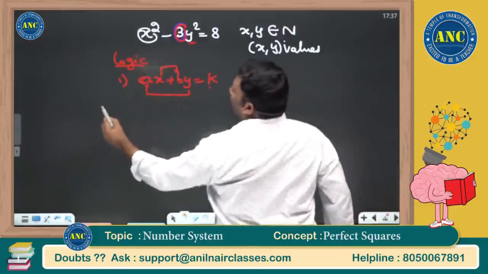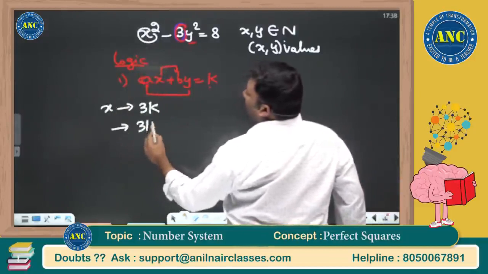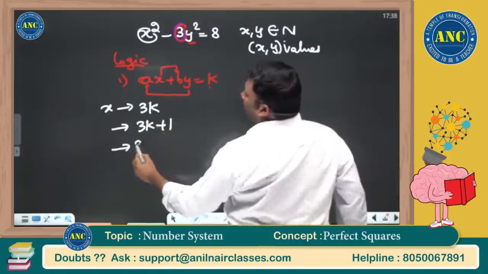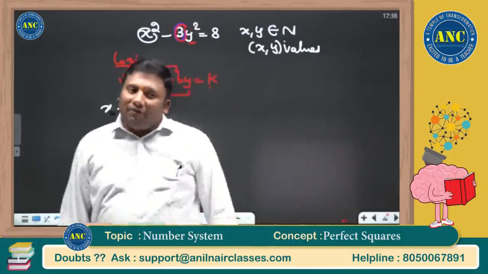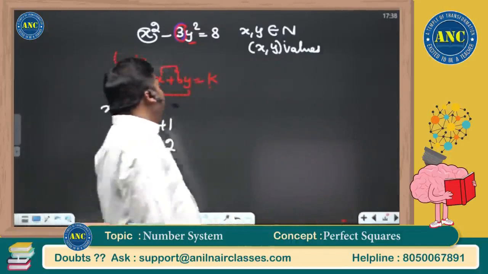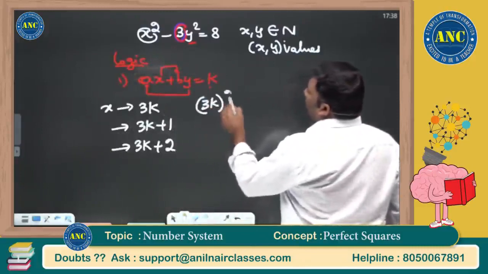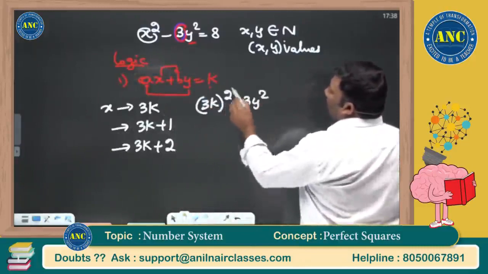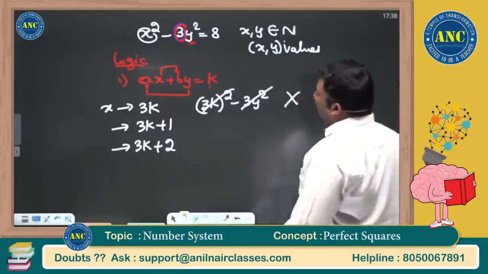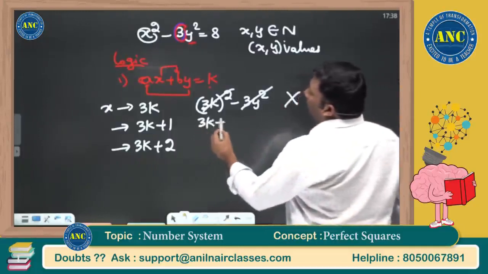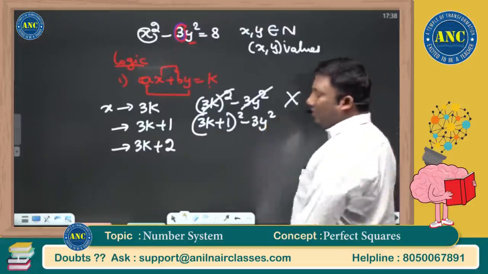So, if you divide any number by 3, either it will be perfectly divisible by 3, or it gives a remainder 1, or it gives a remainder 2. If you divide any number by 3, 3 cases are possible: perfectly divisible by 3, remainder 1, remainder 2. First case, 3k whole square minus 3y square. Divisible by 3, divisible by 3. Right hand side 8 is not divisible by 3. First case not possible.